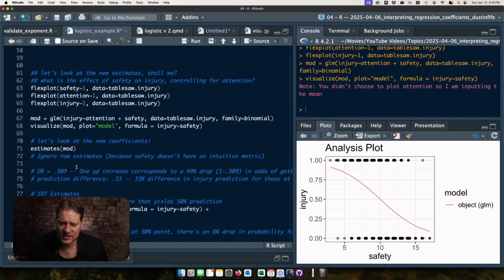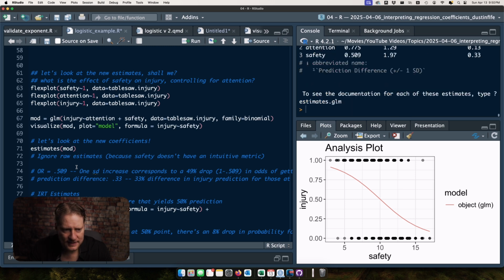Cool. So yeah, there's a very strong relationship between safety and injury, such that the higher your safety, the lower your probability of injury. Shocking. Now let's look at those new coefficients, as well as the old ones.